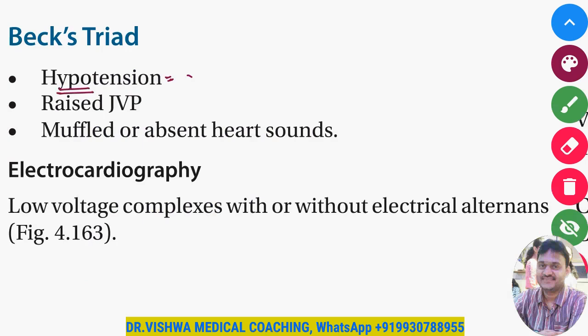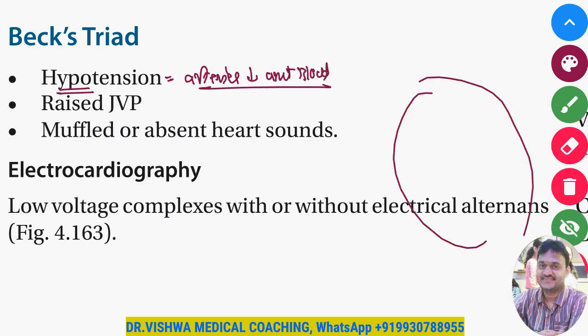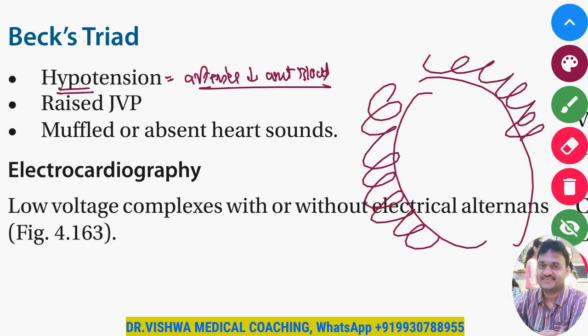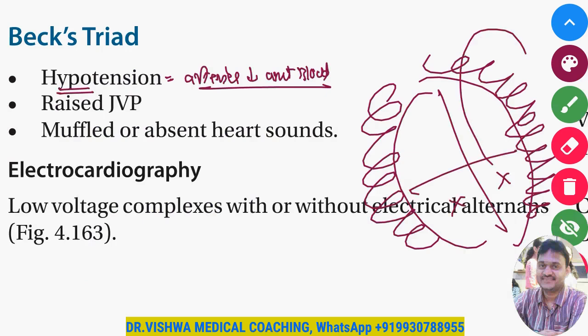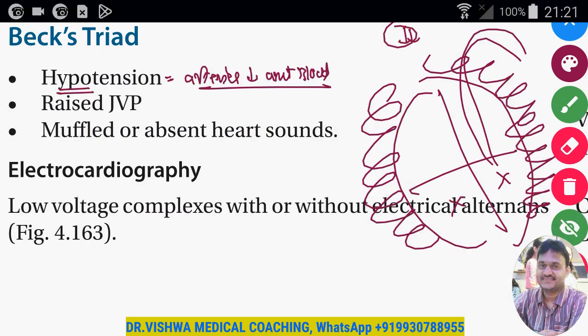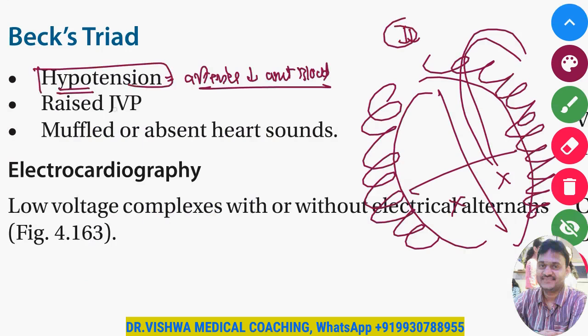Hypotension because of arteries having a reduced amount of blood. What will happen? This is what is in the heart. Fluid is getting accumulated around the heart. Because of that, the ventricles are not getting filled up properly. So the blood going into the aorta will be less. If less blood goes into the aorta, we will have hypotension.